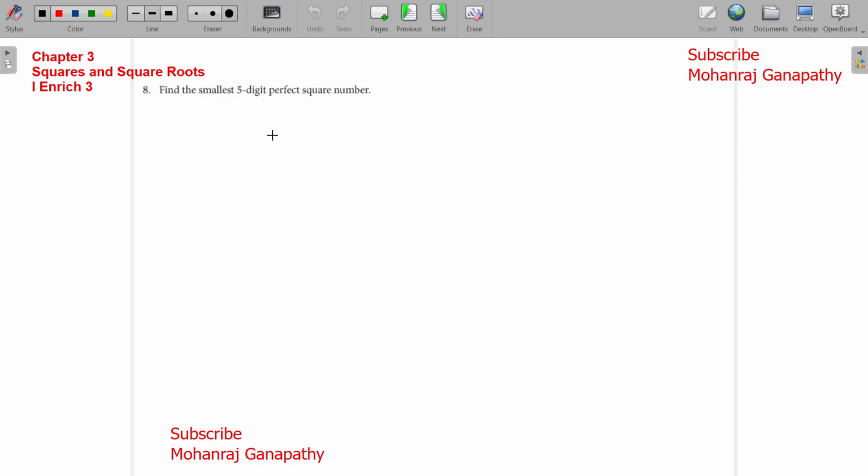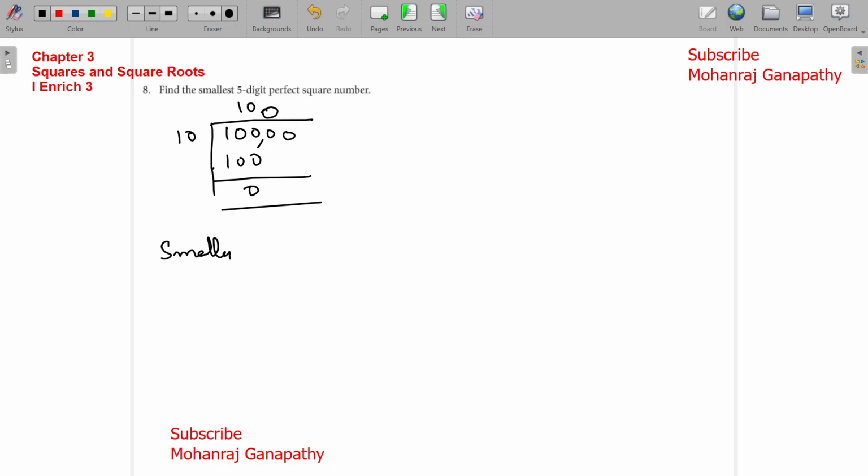Eighth sum. Find the smallest 5-digit perfect square number. So 1 2 3, 5 digits. 10 into 10 is 100. 100 into 100 is 10000. So the smallest 5-digit perfect square number is 10,000.